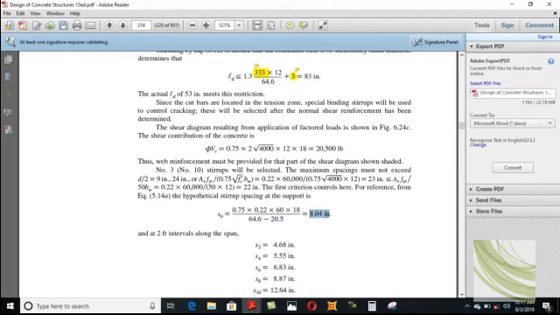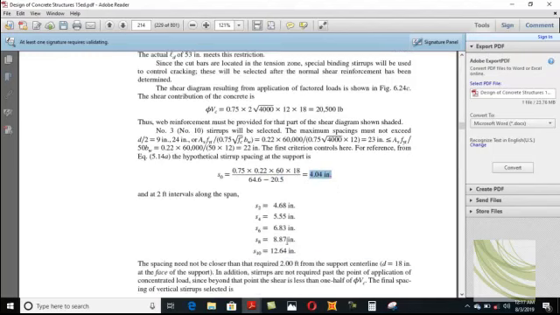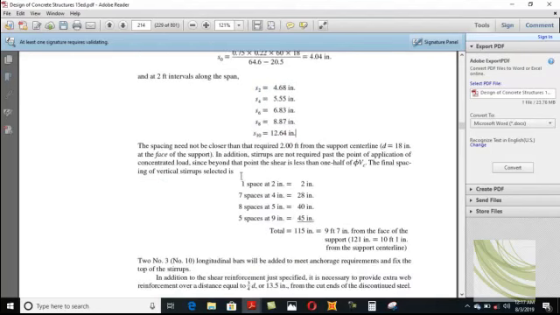So 4.4 inches is the controlling criteria. Okay, so that is basically how they did the design of shear. Okay, so the selection of spacing is this. This is the minimum criteria from which they determine the spacing of stirrups, and this is the final design.